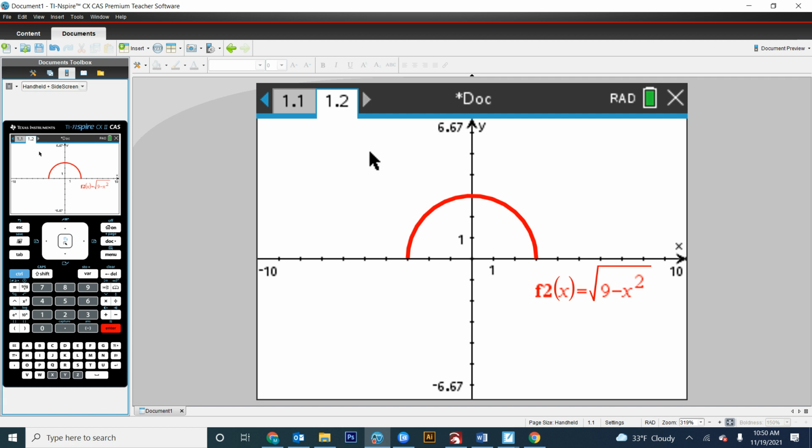X squared plus y squared equals r squared. That radius is what? X squared plus y squared equals 9, because it's centered at the origin. Y squared equals 9 minus x squared. Square root. Y equals plus or minus the square root of 9 minus x squared. Just kidding, just the top.